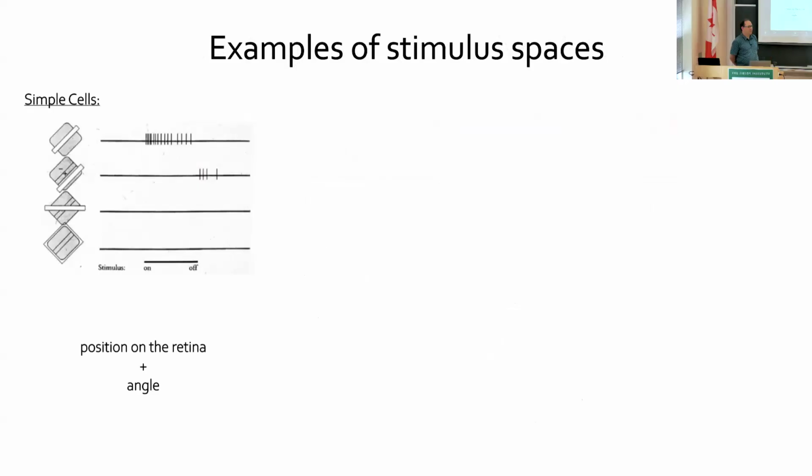Okay, so here are some well-known examples. Here's the one we were just talking about: simple cells in V1. Their stimulus space is something like position on the retina, but also angle. Those are coordinates that I'm putting on these cells. And I'm thinking that there's this underlying continuous object which coordinatizes these things.